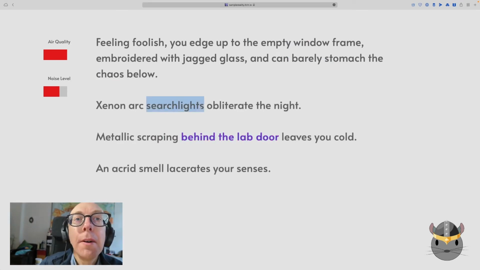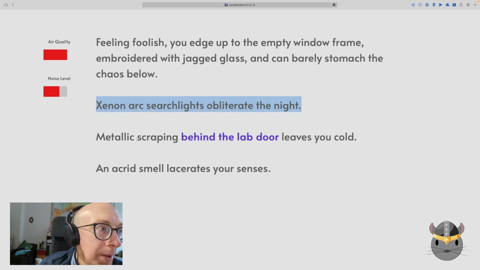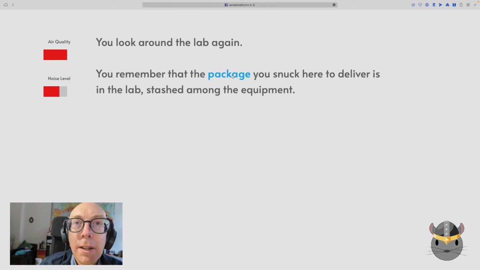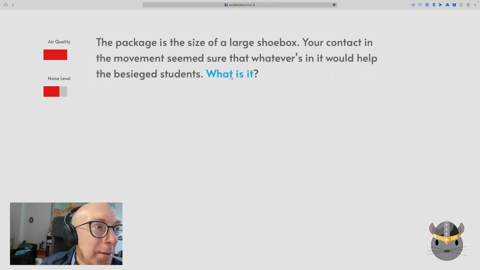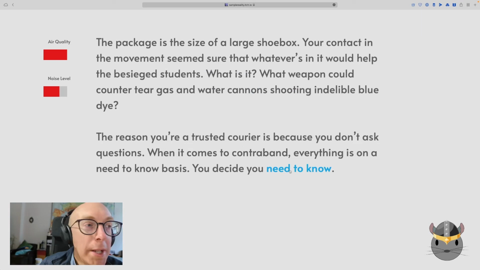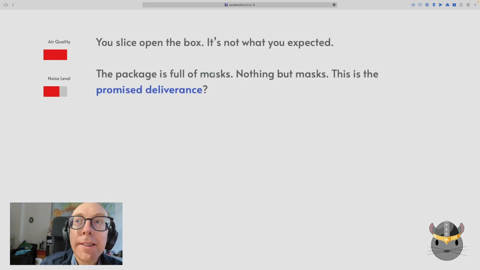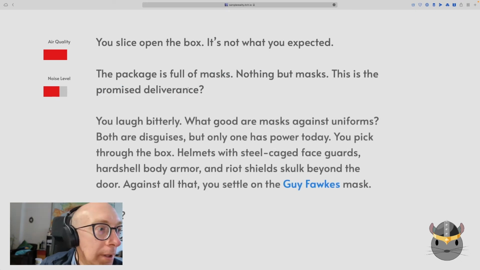Okay, this is different now. Xenon arc searchlights obliterate the night. Metallic scraping behind the lab door leaves you cold. An acrid smell lacerates your senses. Good, now we remember the package. What is it? We need to know. It's not what we expected. It's full of masks. Is this the promised deliverance? Now, Guy Fawkes mask, no. Black ski mask, no. Dazzle camo, I don't know what that is, but no. Blue surgical mask, maybe we could pretend to be a doctor.